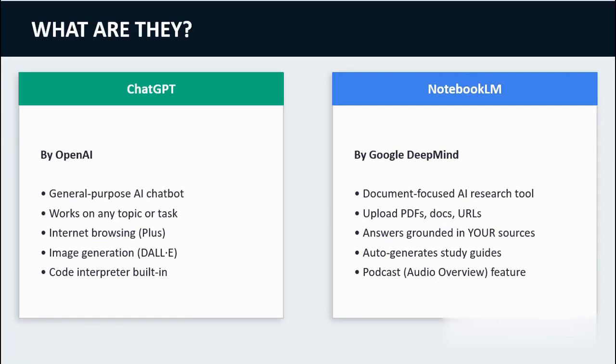Now, NotebookLM is made by Google DeepMind and it's a research focused tool. The key difference between ChatGPT and NotebookLM is that you upload your documents like PDFs, articles, Google Docs, URLs, and it answers based on those sources. No hallucinations, no random facts, nothing being made up here. Think of it this way: ChatGPT is like a brilliant friend who knows everything, and NotebookLM is like a personal researcher who has to read every document you give them.